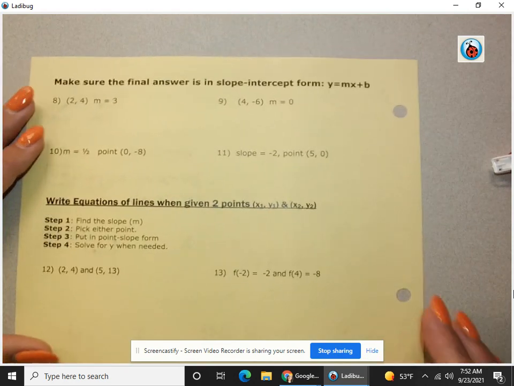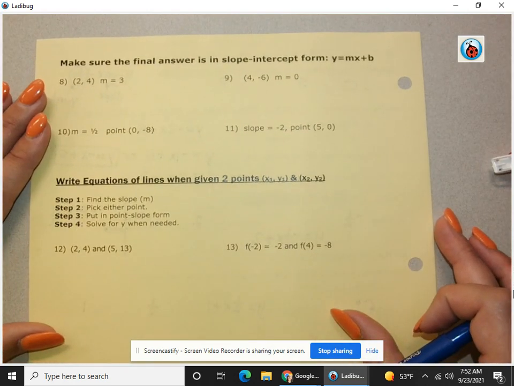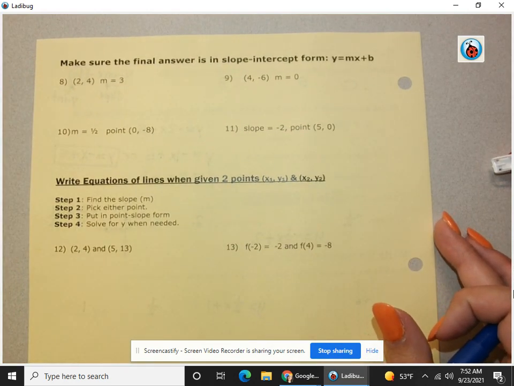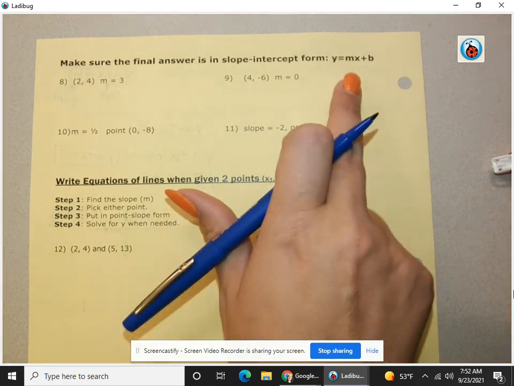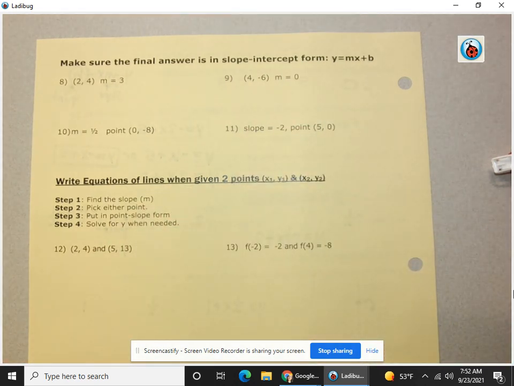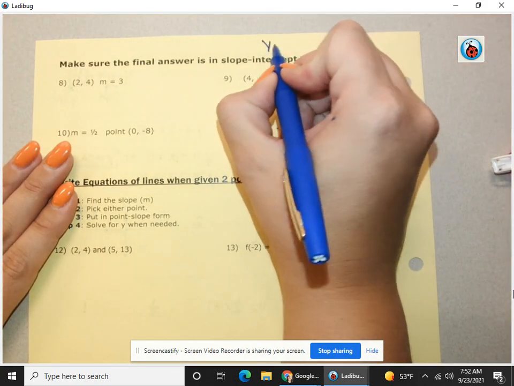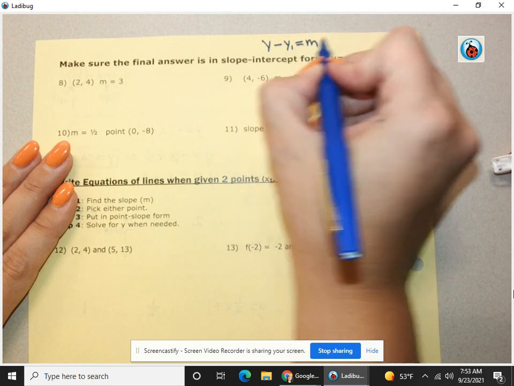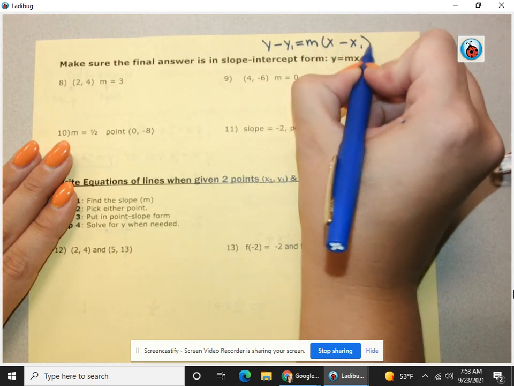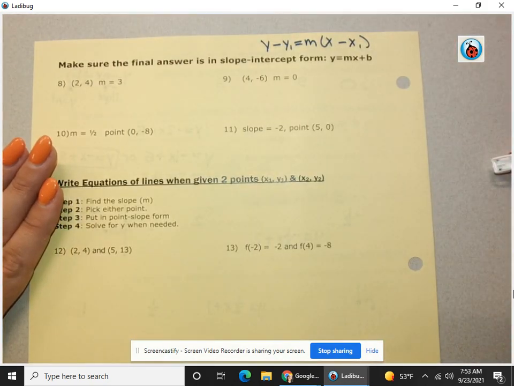On to the back, we've got it in point slope form, but we want it to be in y equals mx plus b. So here's how you do that. You plug it in to y minus y1 equals m times x minus x1 and solve for y.